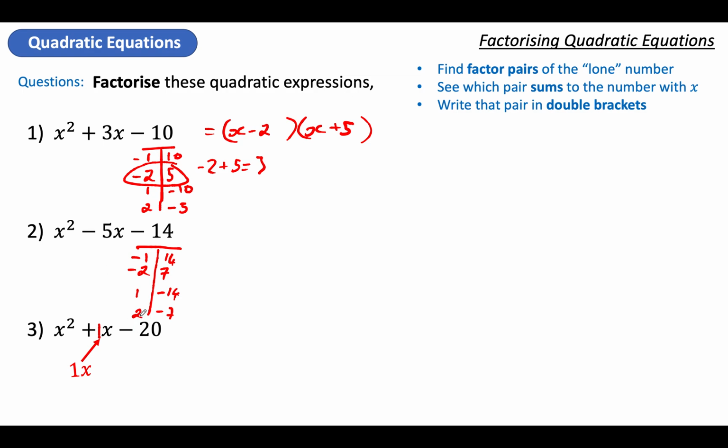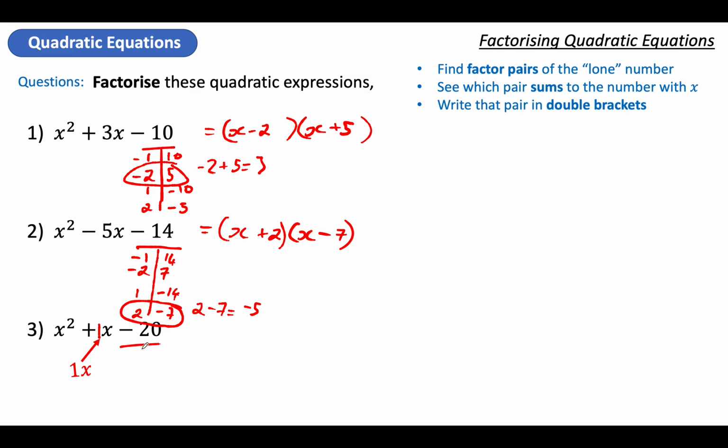Well, that's going to be positive 2 with negative 7, because 2 take away 7 equals negative 5. So that's the pair I want. Put them with an x. Now the 2 is positive, so it's positive 2. The 7 is negative, isn't it? So it's negative 7. There we go. That's my expression. It's factorised.